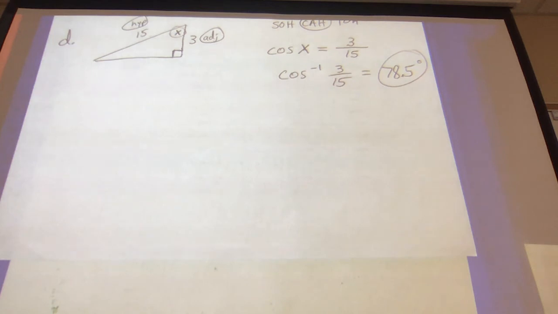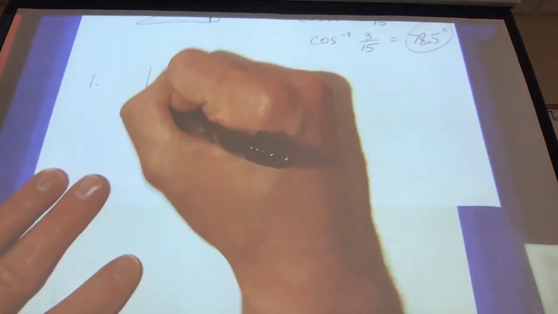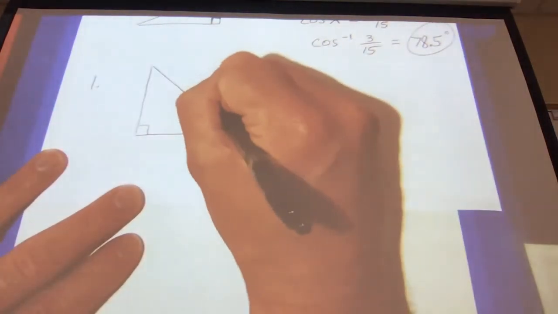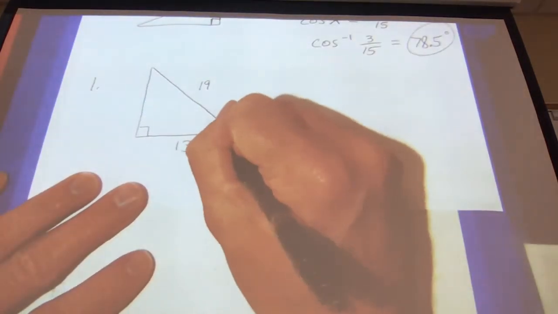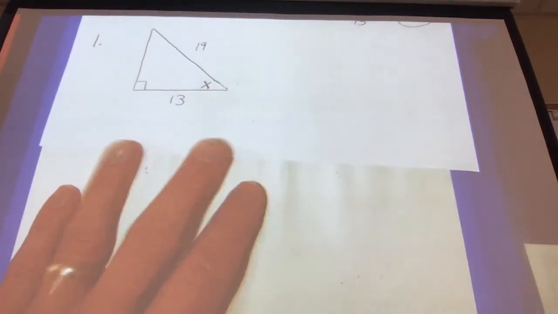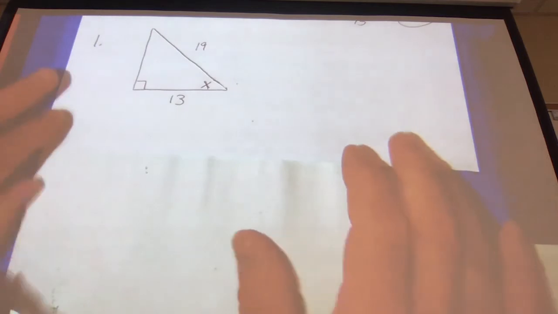How many think they got the hang of it already? Okay. Anybody need to see another one? Ready to try one yourself? All right, let's do this right triangle. We've got sides of 19 and 13, and the x they want us to find is down here. All right, you take this one on your own, get as far as you can, see if you can get all the way to the answer, if possible. If you can't, just go as far as you can.